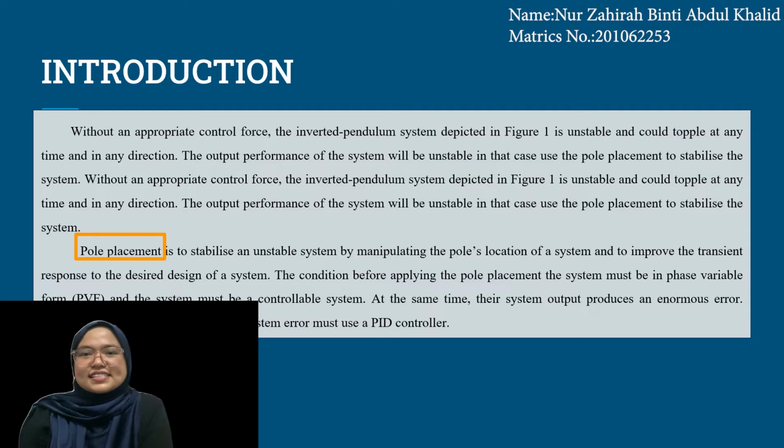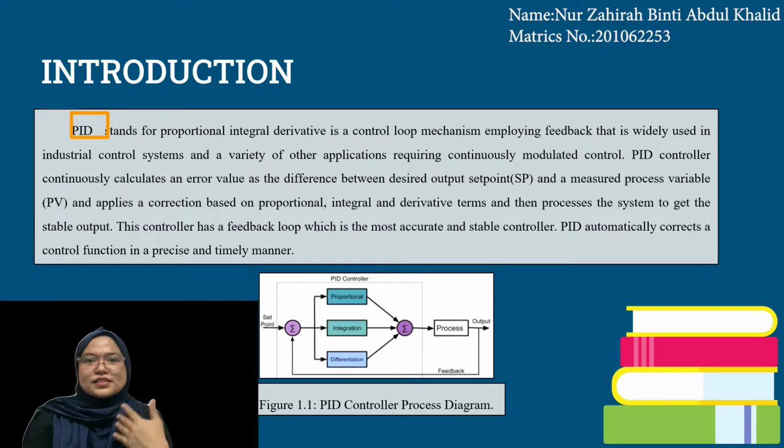Therefore, to improve the steady state system error, a PID controller must be used. PID stands for Proportional Integral Derivative. It's a control mechanism employing feedback that is widely used in industrial control systems. A PID controller continuously calculates an error to check the difference between the desired output set point and the measured process variable, and applies a correction based on proportional, integral, and derivative terms. The controller has a feedback loop, which is the most accurate and stable controller. PID automatically corrects a control function in a precise and timely manner.